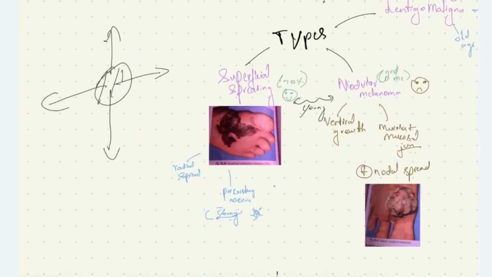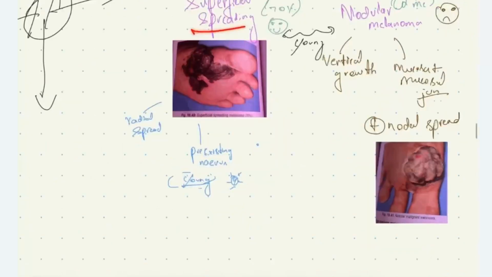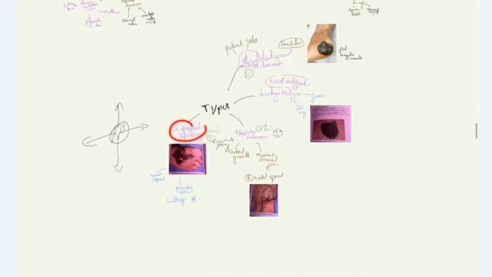There is a radial spread of malignant cells, and commonly we see superficial spreading melanoma on top of pre-existing lesions like junctional nevus and all. And it's most commonly seen in young patients, and sun exposure is one of the risk factors for this. This is about superficial spreading melanoma. Let's go on to nodular melanoma.